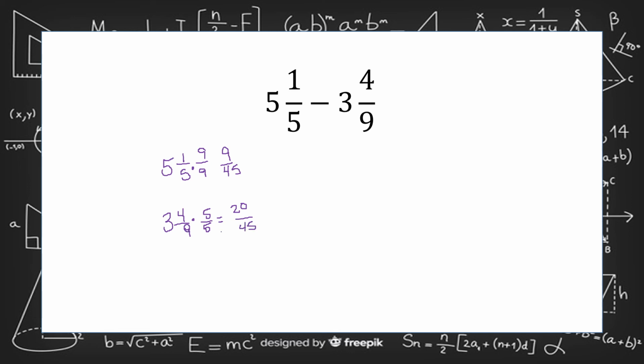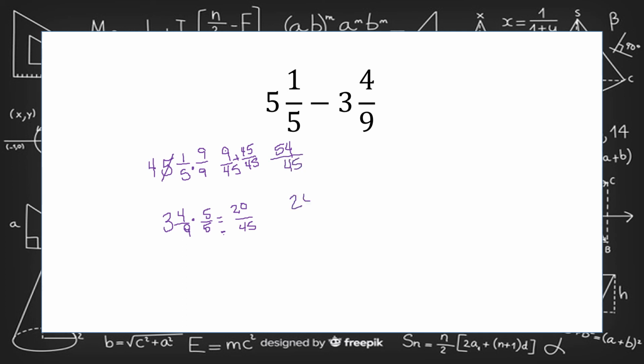Because I'm subtracting 9 minus 20, I have to borrow from this 5, the whole number. So I'm going to change that to 4. We've got 45 here. So I'm going to add a 45 over 45. That's the same as 1. So 45 plus 9, that'd be 54.